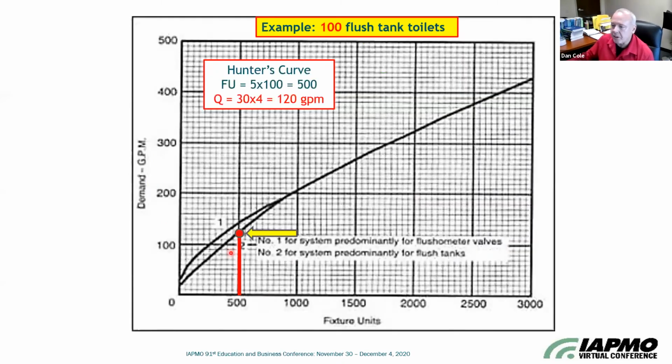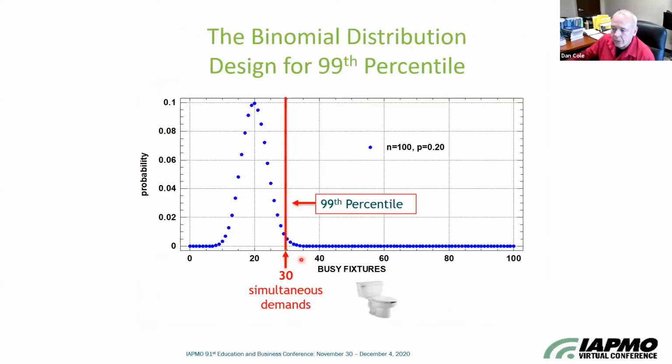And this is how he began to plot his points to create a curve. For example, if you have 100 fixtures for a tank type toilet, each at 5 fixture units, which is 500 fixture units, then you would plot the point where you would design for 30 fixtures at 4 gallons per minute, 120 gallons. So you go over to the y-axis, 120 gallons per minute, boom, you would plot your point. This is the 99th percentile that we saw in the earlier graph.